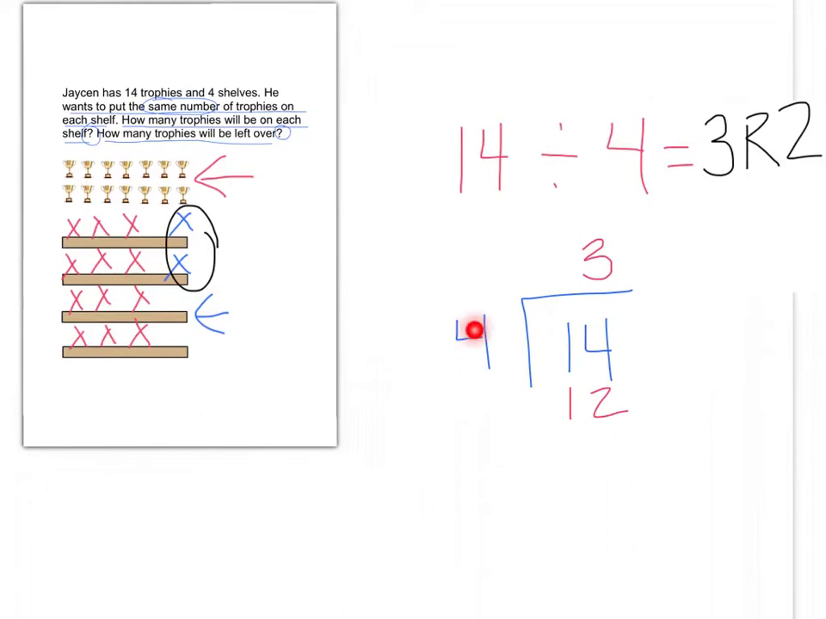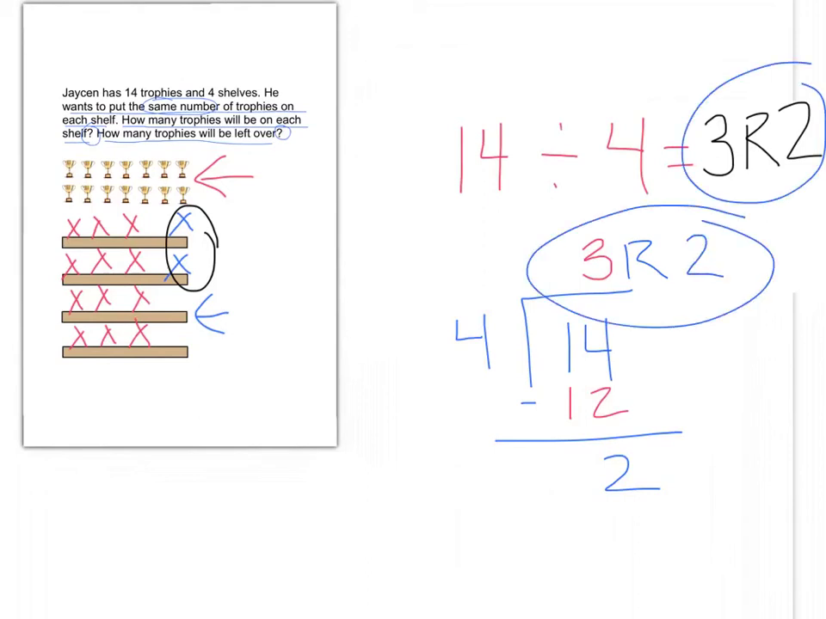You could then say that 4 here times 3 gives you 12. Then when you subtract 14 minus 12, you get 2, and then 4 cannot go into 2 because it's too big of a number, so you are left with a remainder of 2. So we come up with the same answer, and then even the same answer over here.